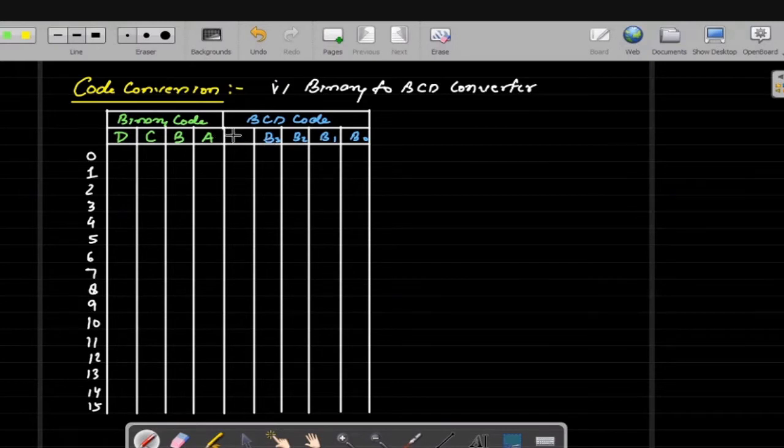Let's take one more. We will give an explanation why I am going with this B4 here. Let us complete this table in this manner.